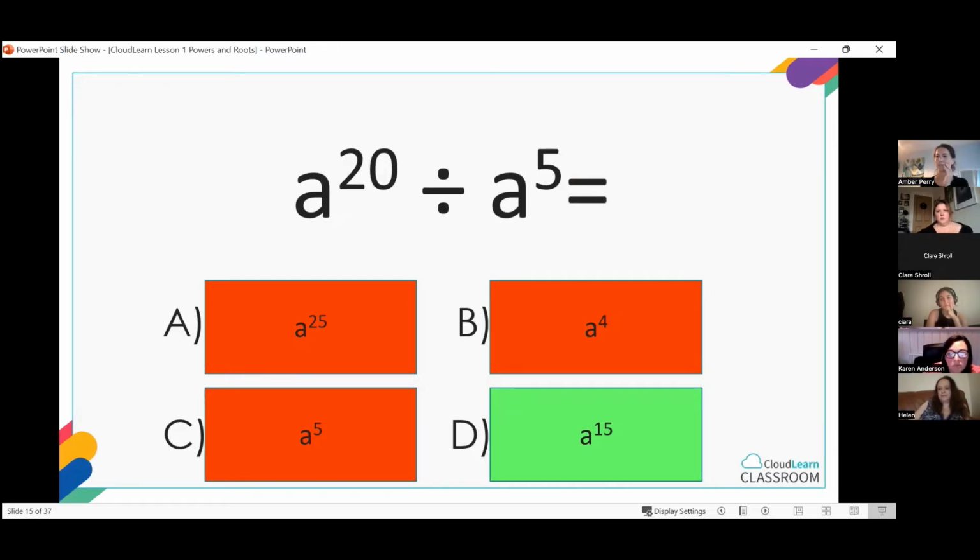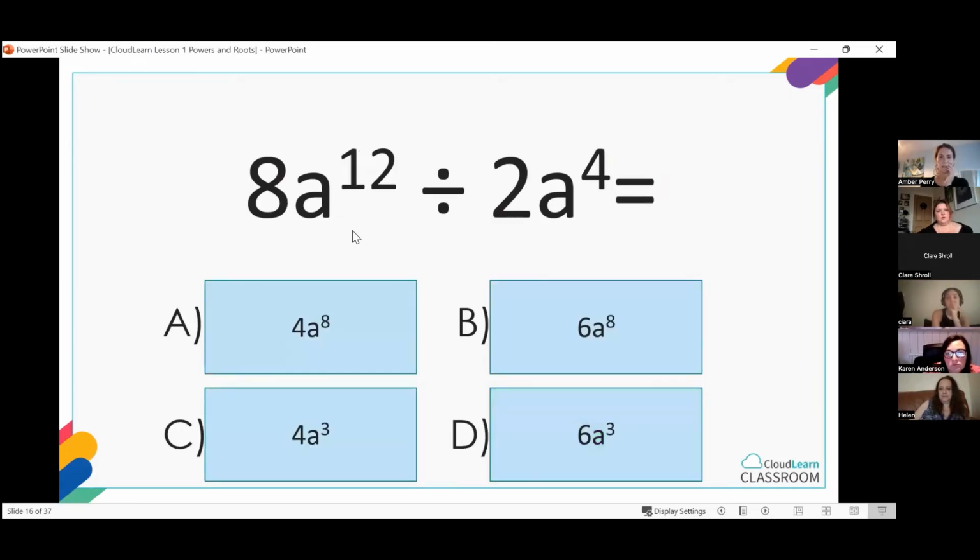Let's try another one again. There's the results. Stop sharing. And then I'm going to go to the next one. Okay, so we've got a number on here, and again, using the same law, the law of dividing.